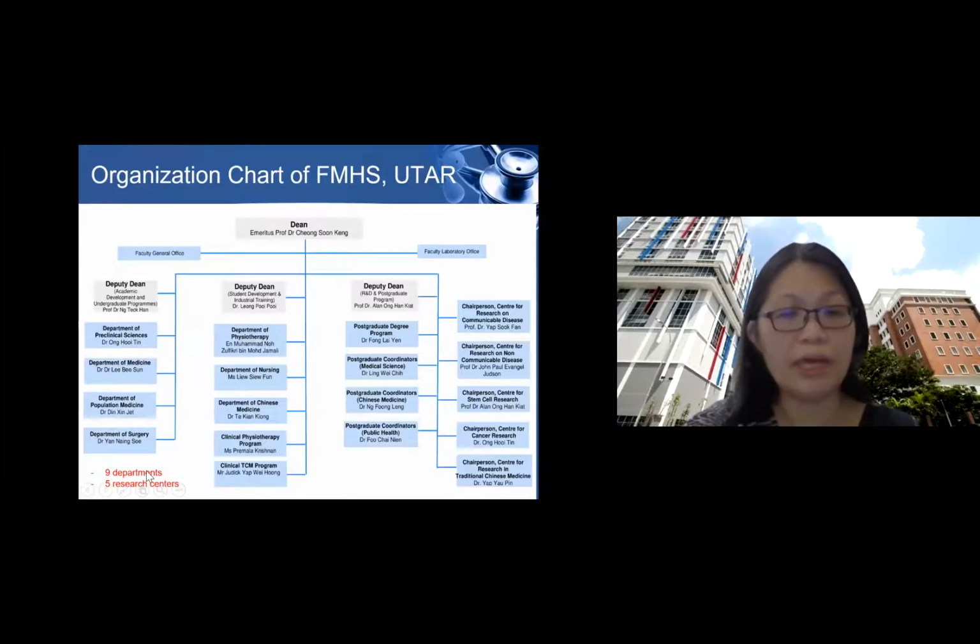So out of these 9 departments, 4 departments are tasked with and in charge of the delivery of the medical program. These are the Department of Preclinical Science, Department of Medicine, Department of Population Medicine, and Department of Surgery. Out of these 4 departments, the Department of Medicine, Population Medicine, and Surgery are involved in clinical teaching. So they are involved in coordinating the clinical teaching in year 3 and year 5 in our UTAR MBBS program.